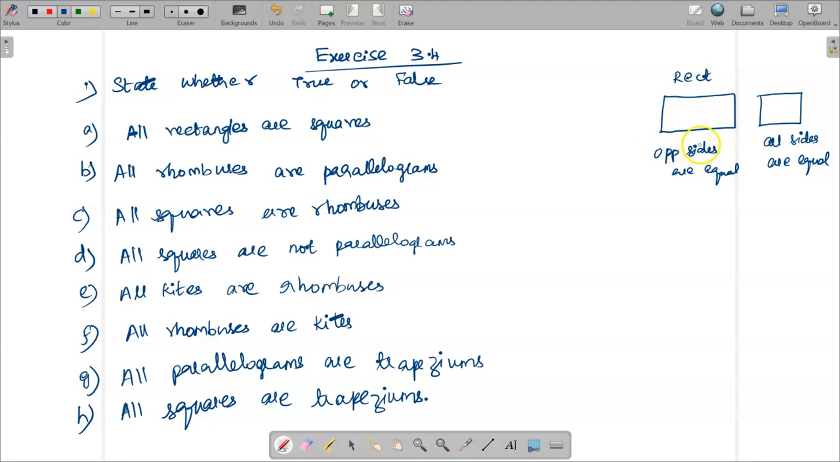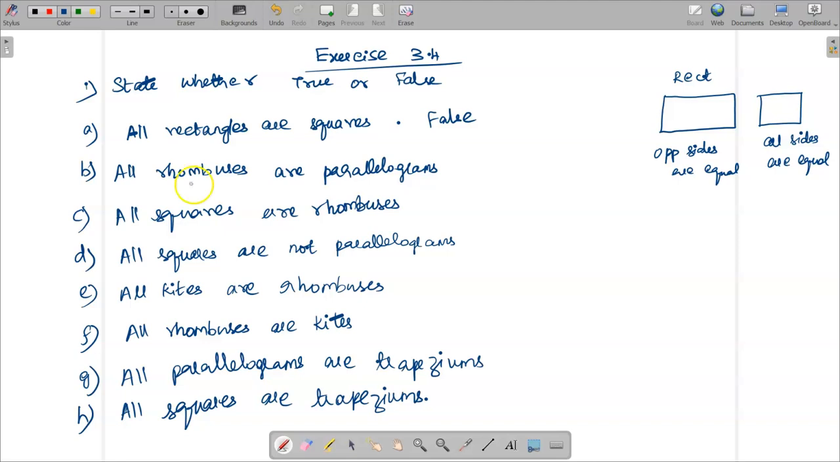Definitely not. In another way I can say all squares are rectangles, right? Why? Because if a square has all sides equal, definitely I can say this square is a rectangle also, because it satisfies opposite sides are equal. But here they have asked whether all rectangles are squares. Rectangles means only opposite sides are equal, so a rectangle cannot be a square. So the statement is false.